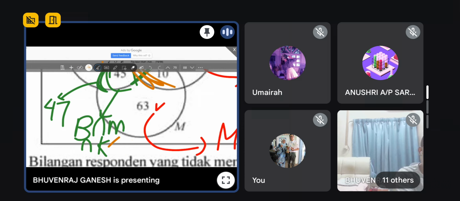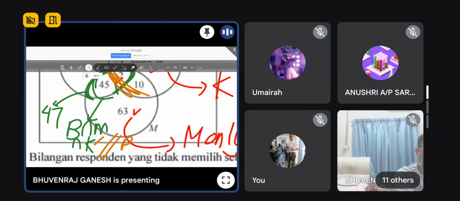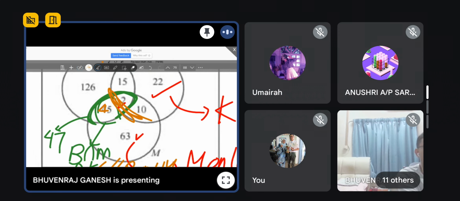So another way to represent it, you can write B and M only. Okay, this is how they write for you. B dan M sahaja. When you see this word, then only you isi 47 inside here. Or else 47 is this whole thing. Seluruh yang ni. Termasuk nombor 2.